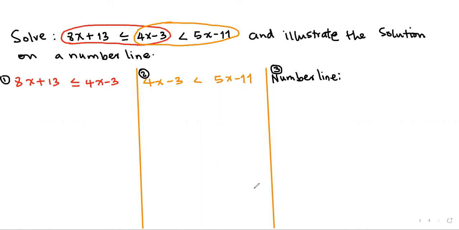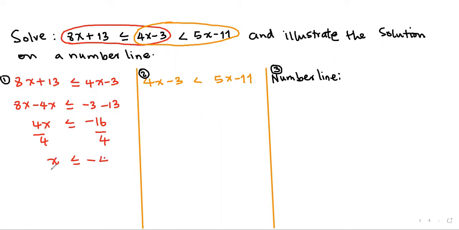Let's have 8x minus 4x is less than or equal to minus 3 minus 13. And we have 4x is less than or equal to minus 16. And then when we divide on both sides by 4, we will have x is less than or equal to minus 4. I hope that is okay.